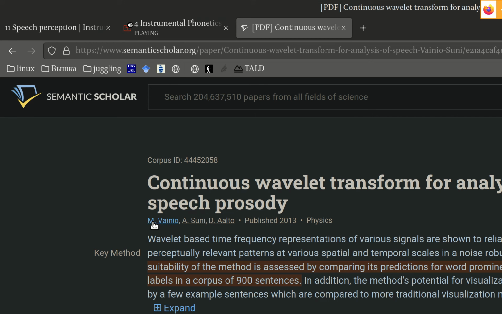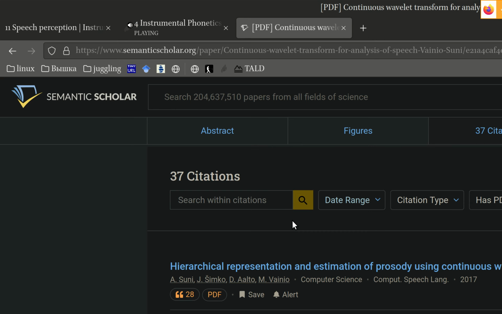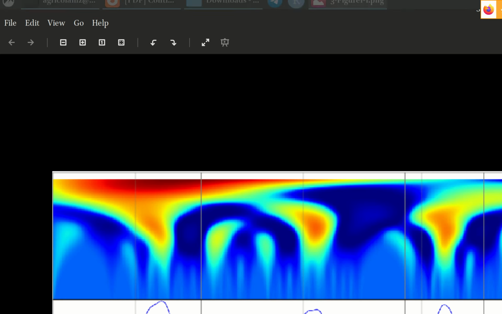And those Vaino, I think there was also some guy, Simko, yeah. Simko and Vaino came to our lab once and presented a paper exactly with this picture, I guess.